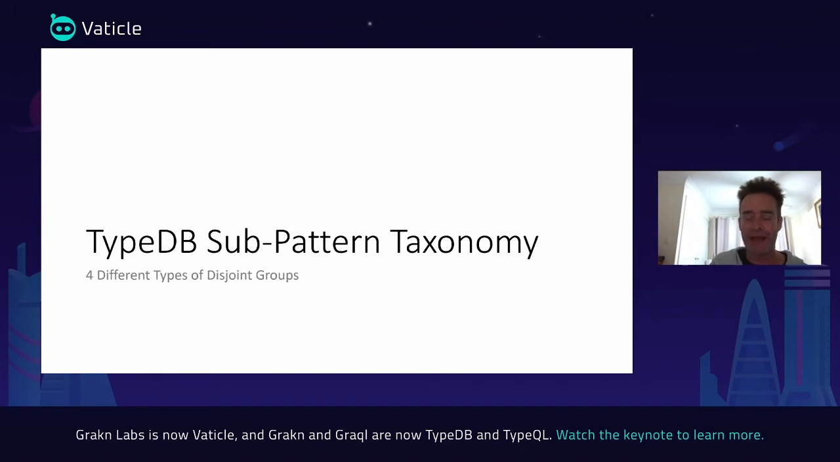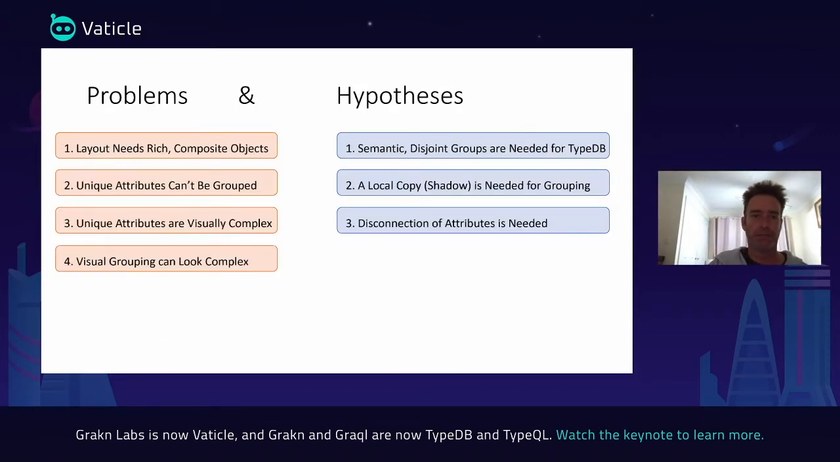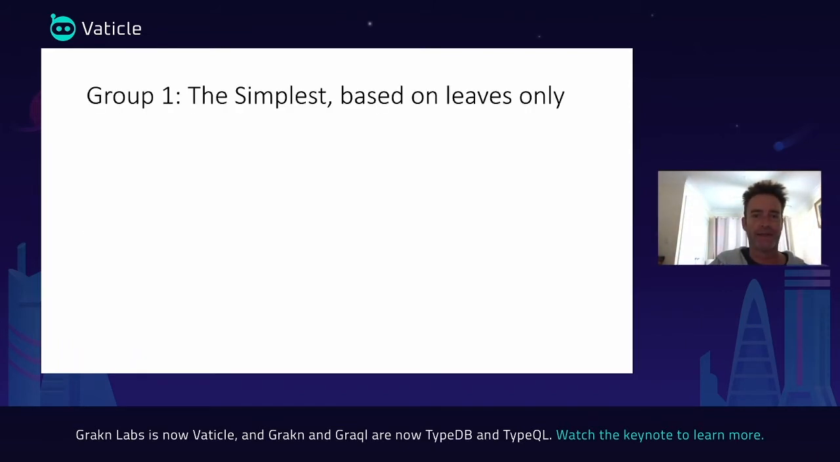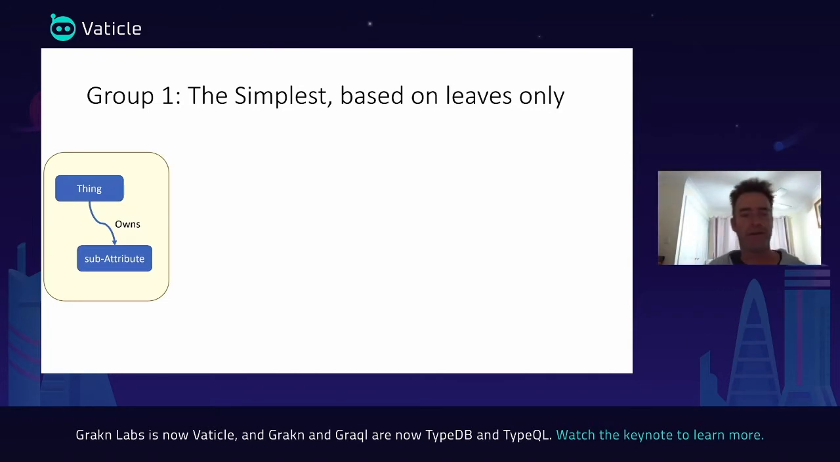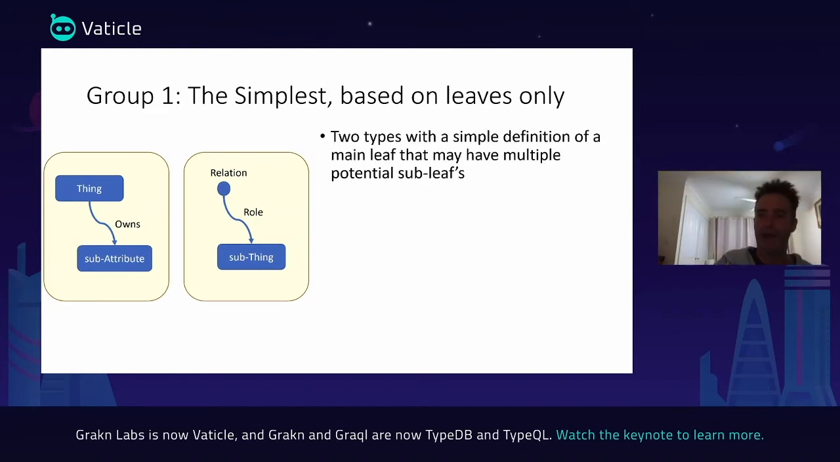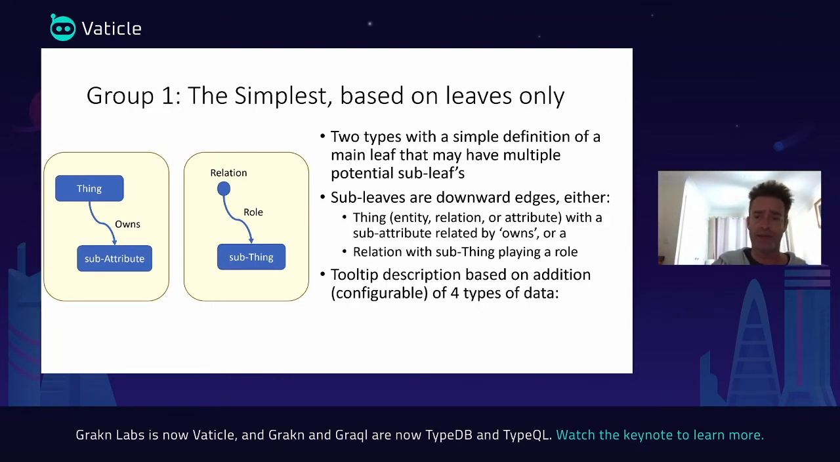But looking into the subpatterns a little bit more, I focused in on 4 different types of disjoint groups I was interested in. And the first one is where I've got a thing that owns a sub attribute, and its complement is essentially exactly the same scenario where I've got a relation that owns roles and things through those roles. And so essentially in my system, both of those patterns are exactly equivalent, and the sub leaves are downward edges, and there are these two types.